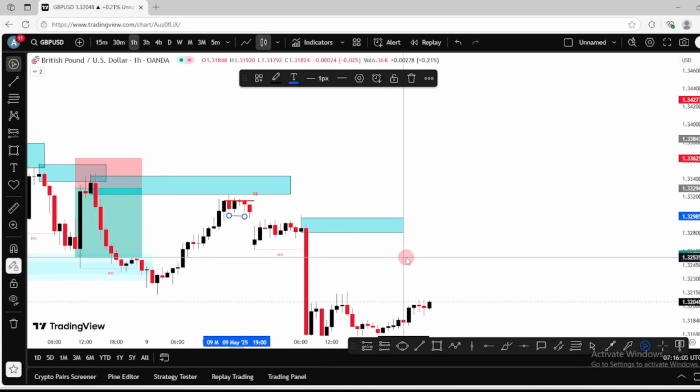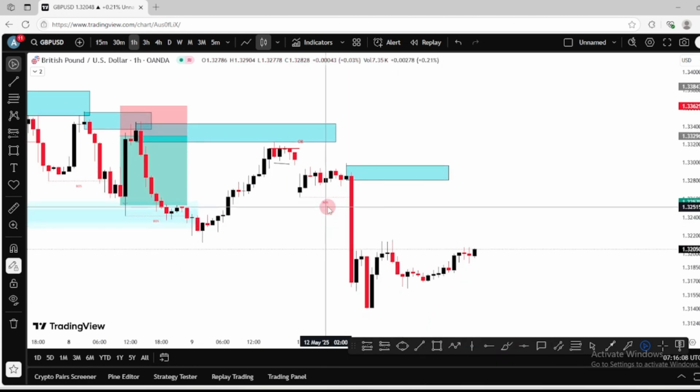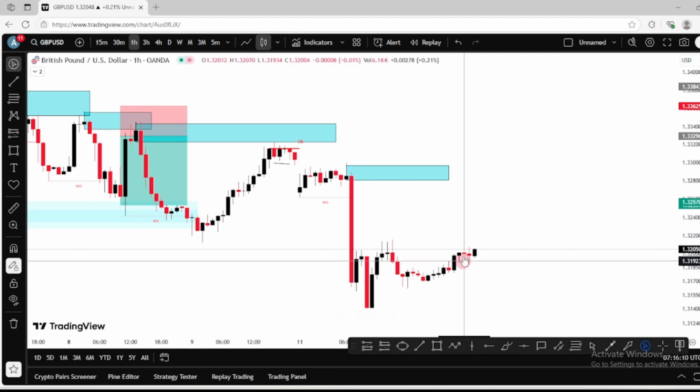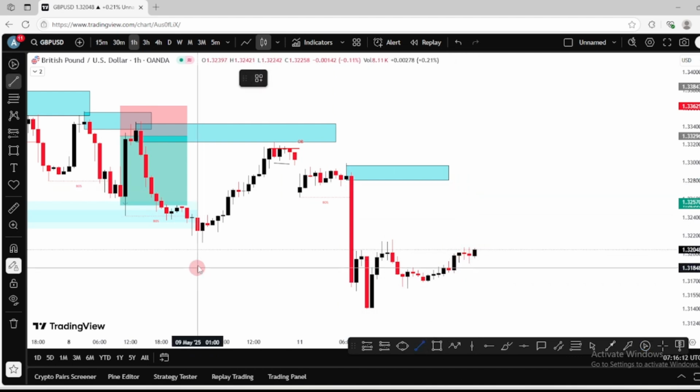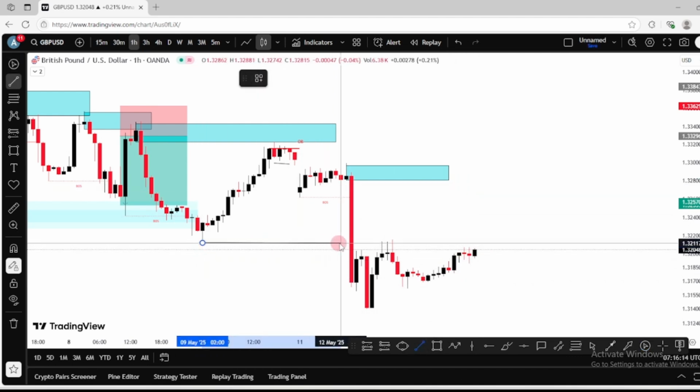We also have another break of structure right here in the zone. You can see we have a break of structure right here. Okay, and price is trying to come into the zone again before the massive drop. So this is another break of structure.